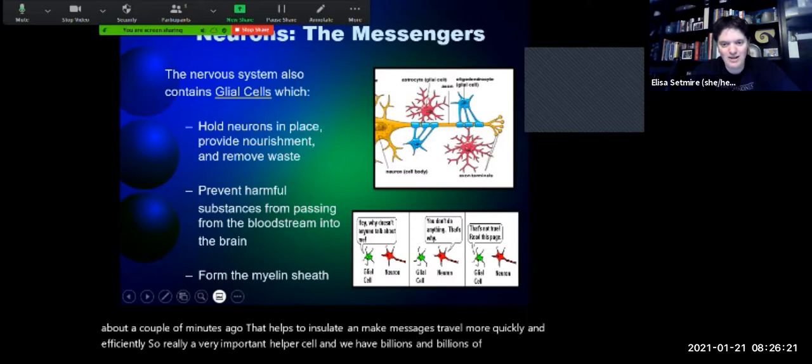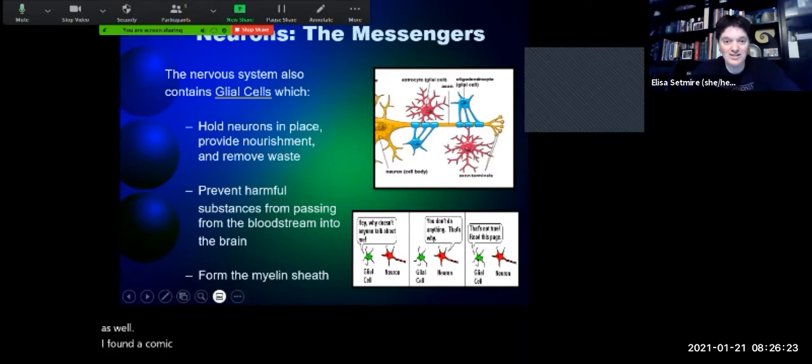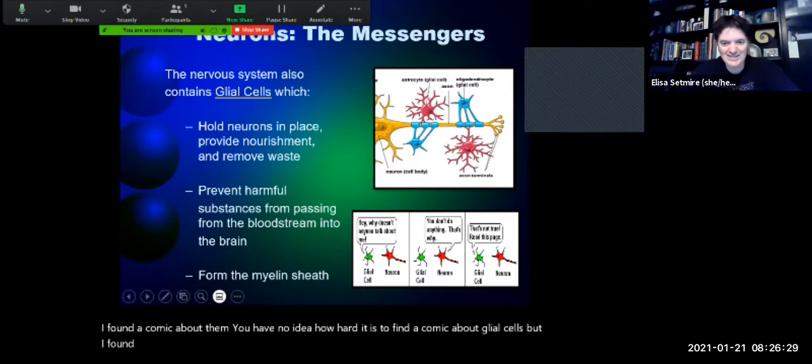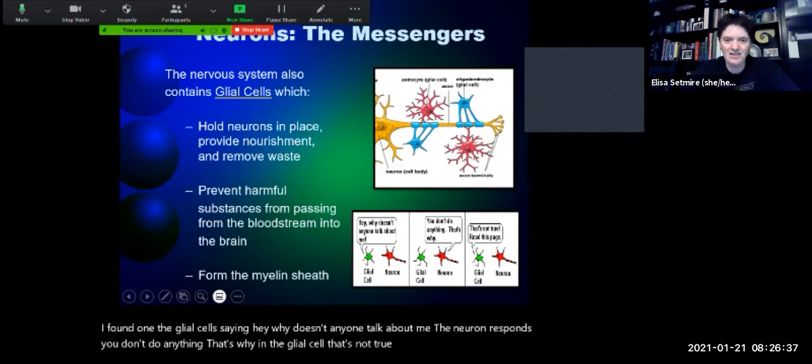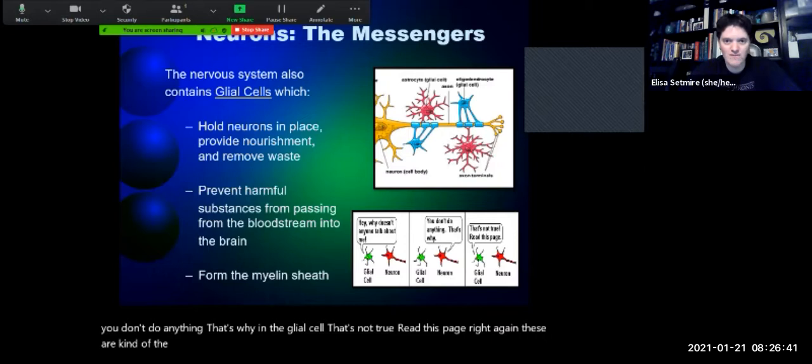I found a comic about them. You have no idea how hard it is to find a comic about glial cells, but I found one. The glial cell saying, "Hey, why doesn't anyone talk about me?" The neuron responds, "You don't do anything, that's why." And the glial cell, "That's not true, read this page," right? Again, these are kind of the unspoken, not talked about cells, but they play a very important supportive role.